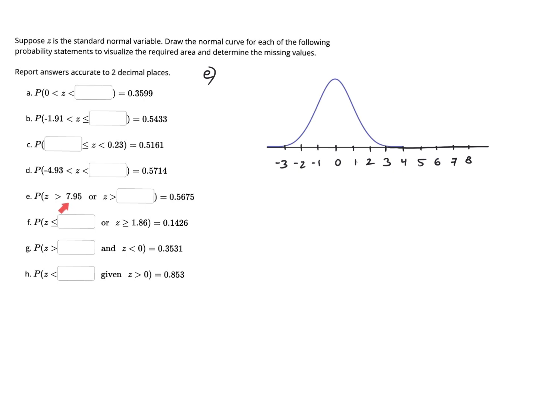It's a very high z-score, way far in the right tail. For that reason, I had to extend the number line to go as far as 7.95 on this z-scale. So let's put that location. It's almost at 8, 7.95, and I want every z-score that is greater than that quantity. So I'm going to go to the right towards the infinity on the right side.